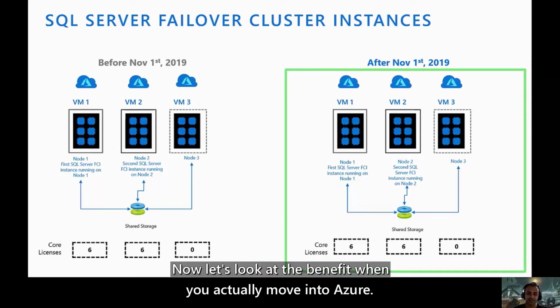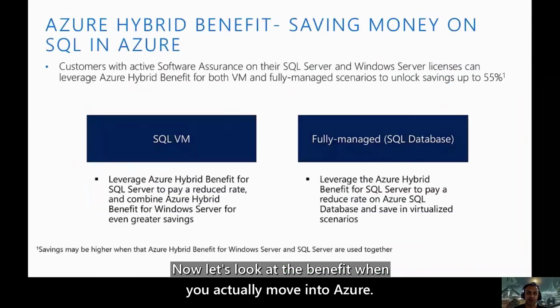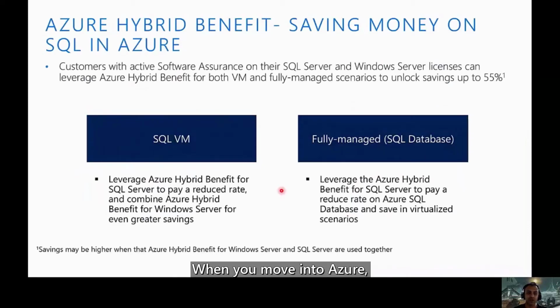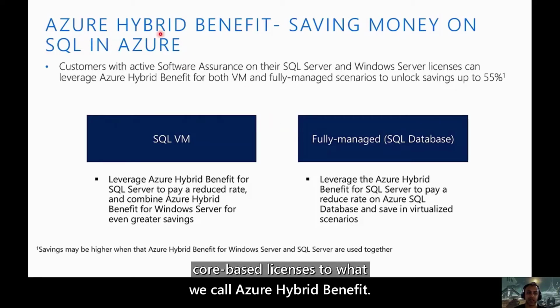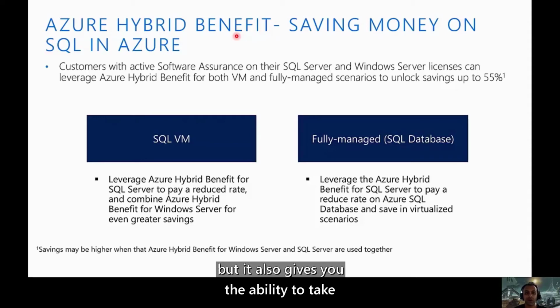Now let's look at the benefit when you actually move into Azure. When you move into Azure, your benefit changes from basic license mobility for core-based licenses to what we call Azure Hybrid Benefit. Azure Hybrid Benefit not only lets you move your SQL Server Standard and Enterprise licenses into Azure, but it also gives you the ability to take your SQL Server licenses and get more out of them. And what do I mean by that more?